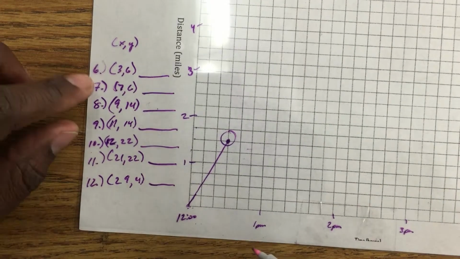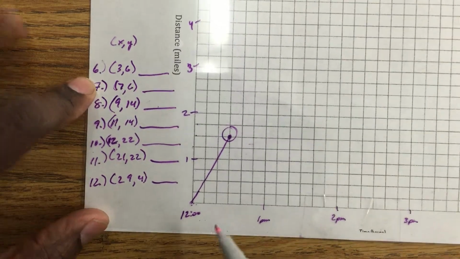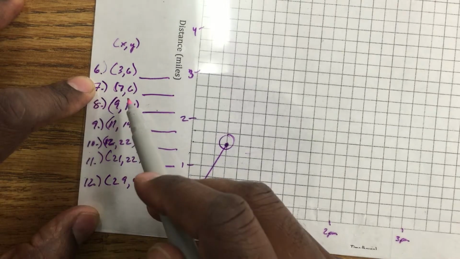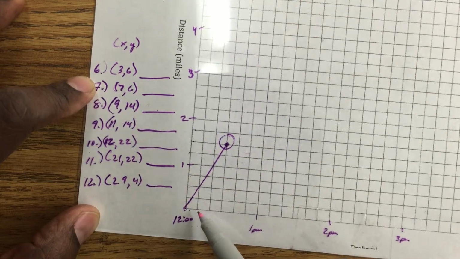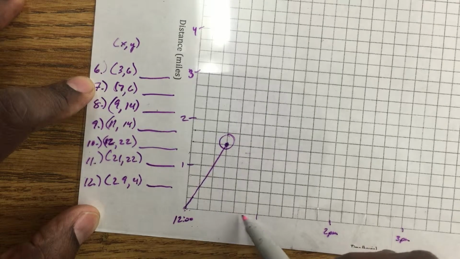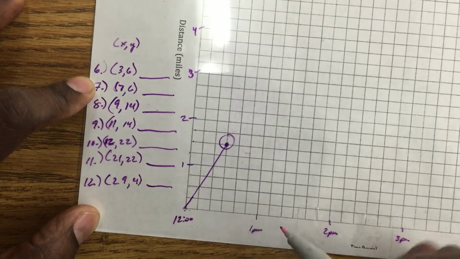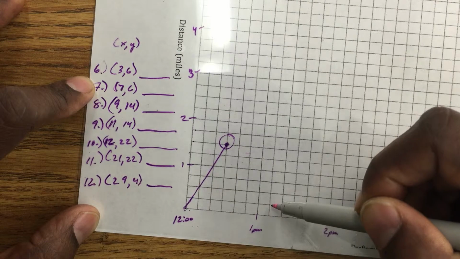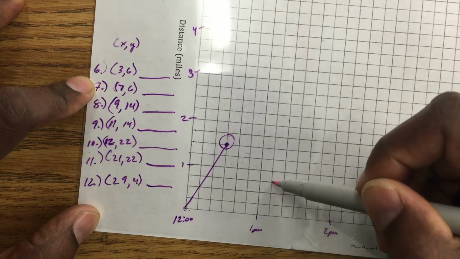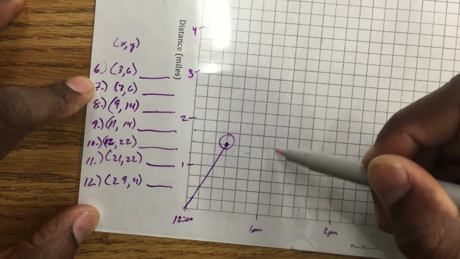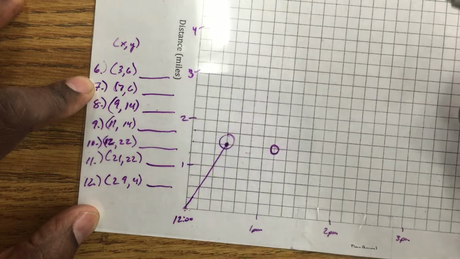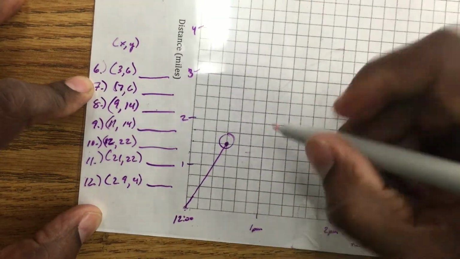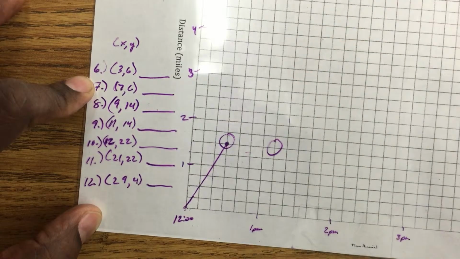All right, so for number 7 right here, just pay attention. I want you to go over 7 and up 6. You start at 0, and then you go 1, 2, 3, 4, 5, 6, 7. And then you go up 6: 1, 2, 3, 4, 5, 6, and put a circle right there. Make sure it's a big circle actually. Put a big circle.